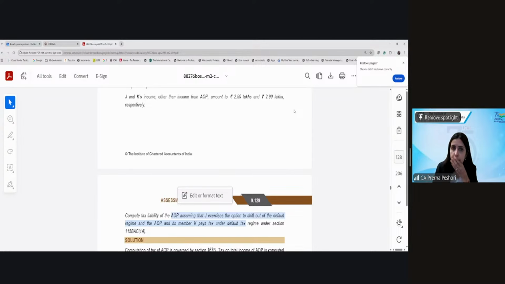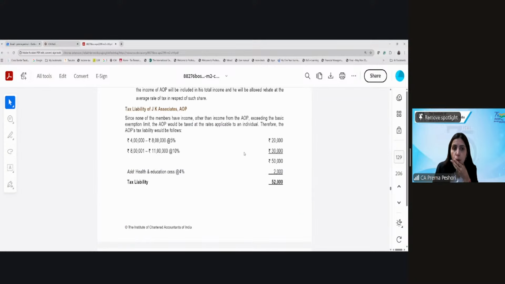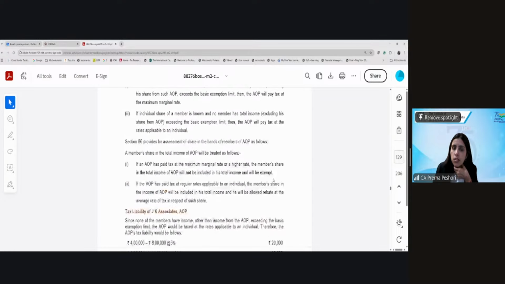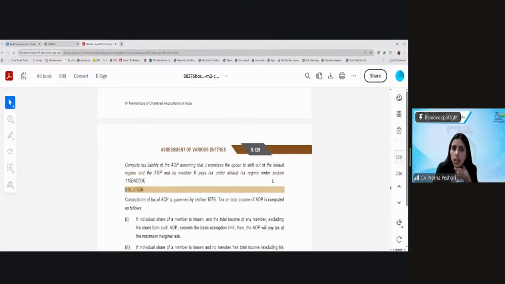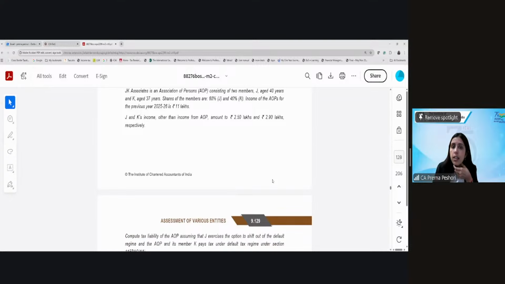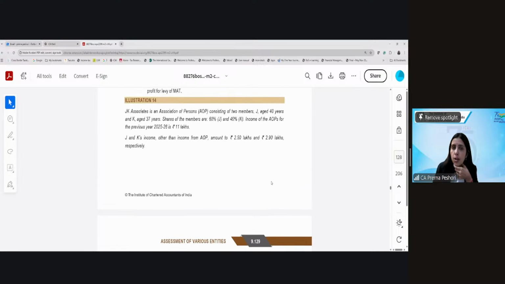52,000. Up to 8 lakh, 5%; 8 lakh to 11 lakh, 10%. And the 4% cess. Yes, 52,000. Yes or no? Yes, ma'am. Okay. Now, what would be J's income? How will you compute the income for J?